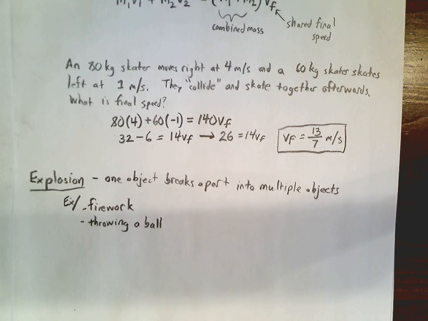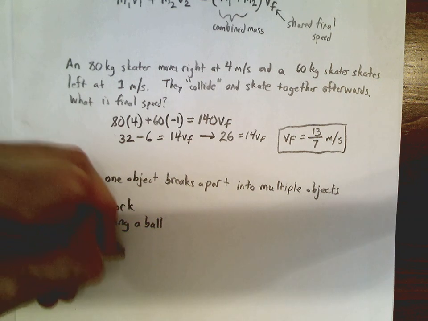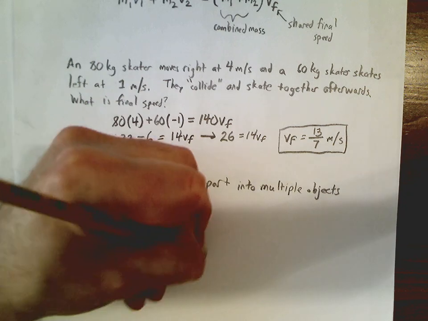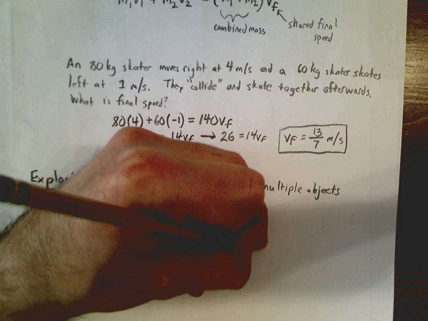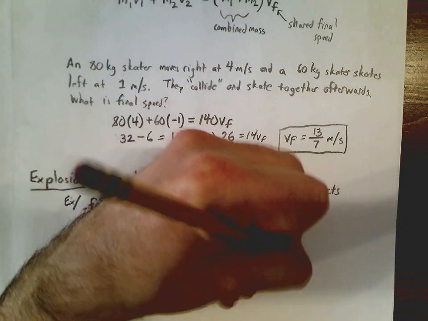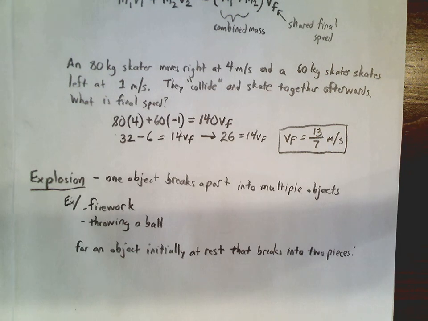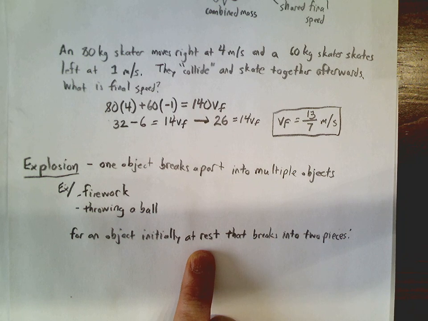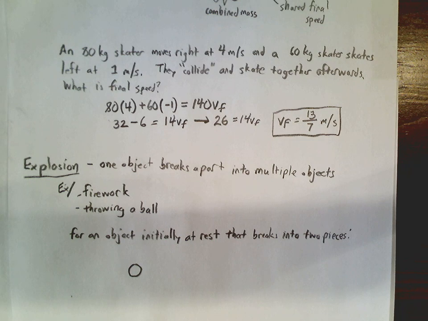You're still using the same base conservation of momentum equation, but for an object initially at rest that breaks into two pieces, we can get a little cheat equation that's nice to think about. Initially, I have zero momentum. If I'm at rest, I'm not moving, my velocity is zero, therefore my momentum is zero. So my before side of the equation is just a big old zero.